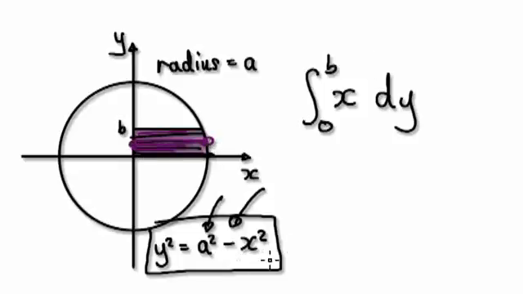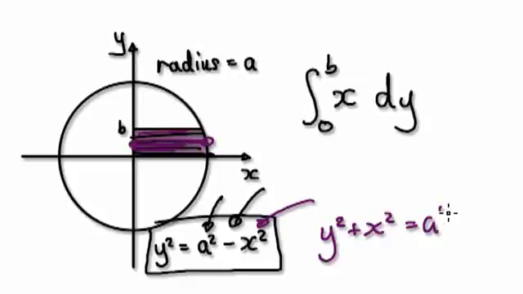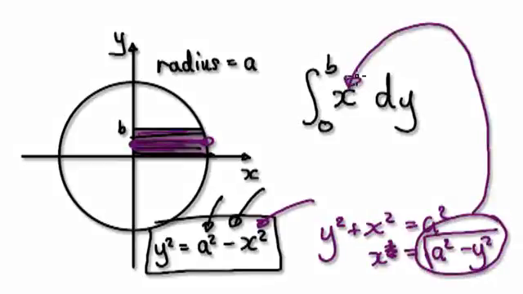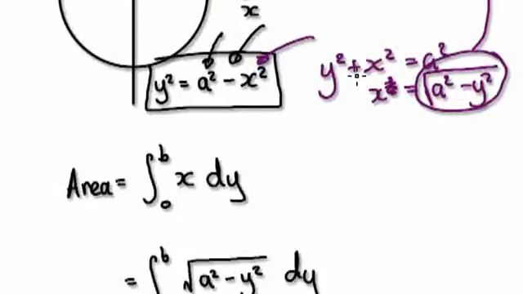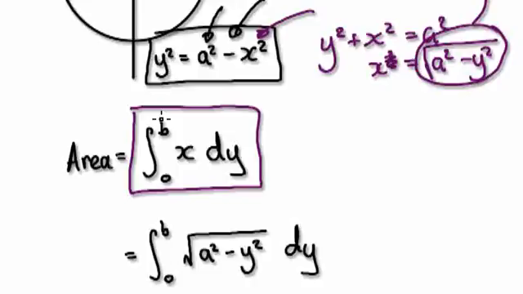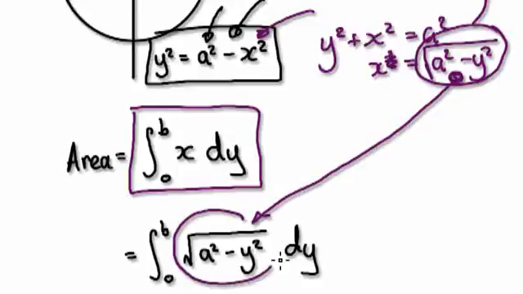So looking at this, you add x squared to both sides, equals a squared, and now take away y squared. So this here would be a squared minus y squared, and then you would square root both sides. Now you have a term for x, so you can put it into here. So now we can work out the area by doing this, and by looking at this, we can put it into here.